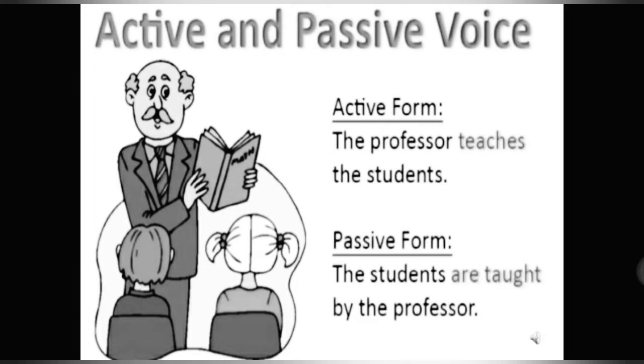Now how do we convert it into passive form? The students, we put object in place of subject. So the students are. Then what is the third form of the verb teaches? Taught. Yes, the students are taught by the professor. Now here you are seeing by. By we use along with the doer.